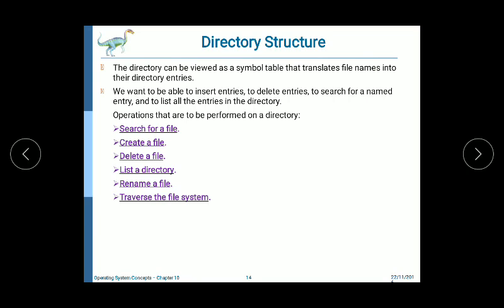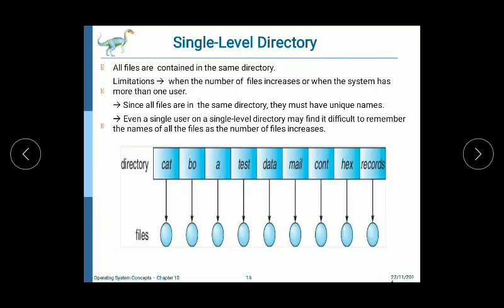So in the next slide, let us discuss different directory structures. First one, we have different types like single level directory, two level directory, tree structure, acyclic graph structure, general graph structure, etc. First one is very simple one called as single level directory.